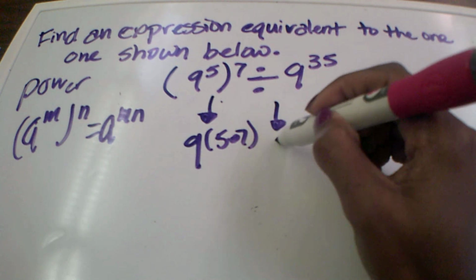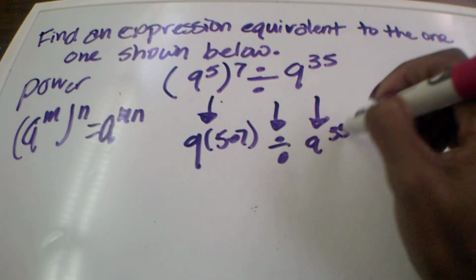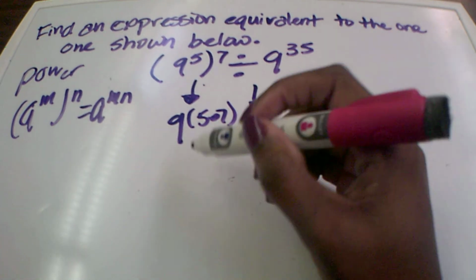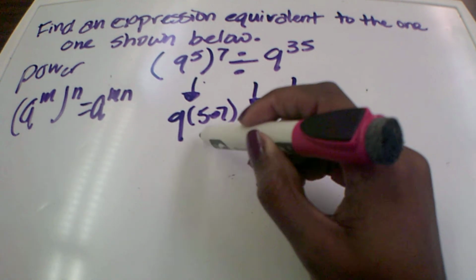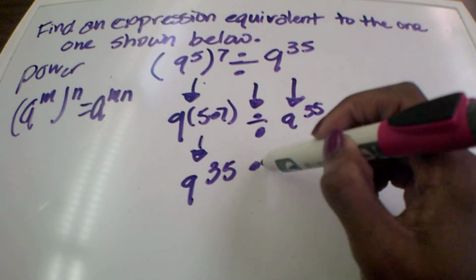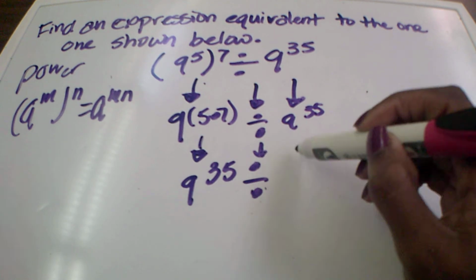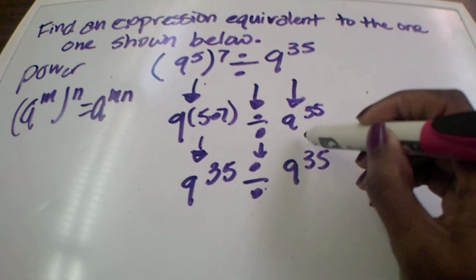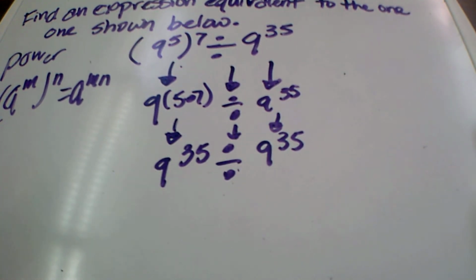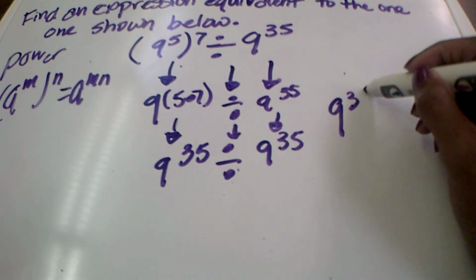Let's bring everything down. Okay, let's keep track of our steps. 9 to the 5 times 7. 5 times 7 is 35. So, bring it down again. We have 9 to the 35th power divided by, because we're bringing this down, 9 to the 35th power. Okay, so this is now quotient rule. And quotient rule says what?